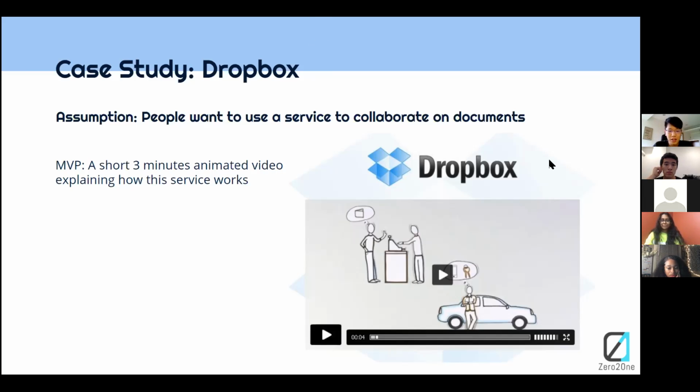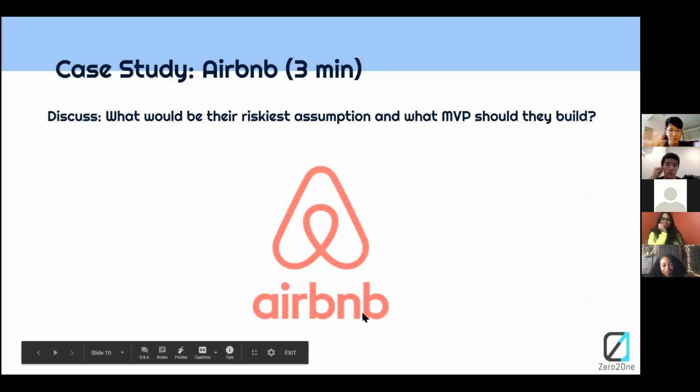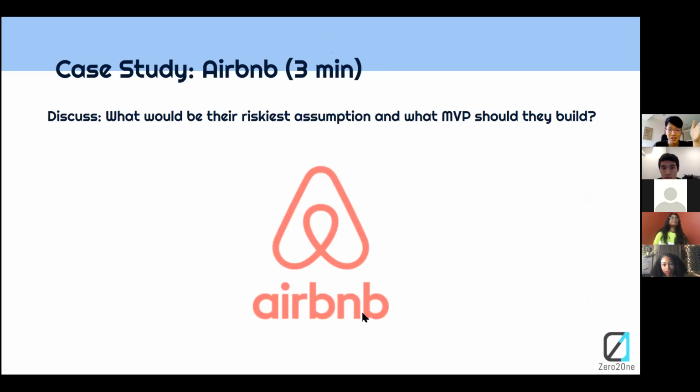And another good example is Airbnb. This might be easier for you guys to think about. All right, what would they do as their first MVP? Think about what kind of assumptions they have. What should they answer first, right? And then think about what kind of MVP they have to build. It doesn't necessarily have to be the final product, right? It just has to answer some key assumptions that are important.